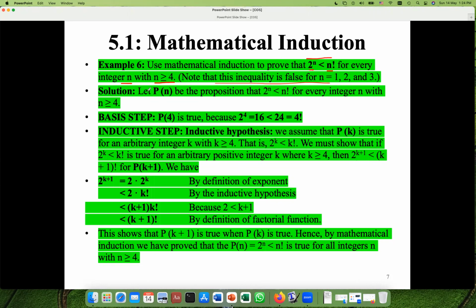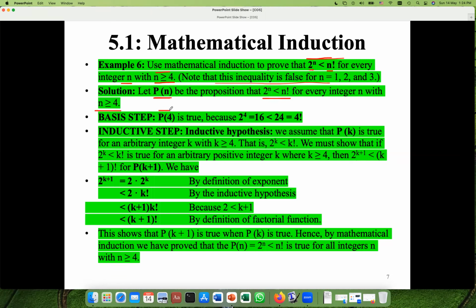So now the solution. First you have to suppose your proposition. Let P of n be the proposition that 2 raised to the power n is less than n factorial, for every integer n with n greater than or equal to 4. Just write that statement and represent it with P of n. So according to this condition, our starting number is 4.